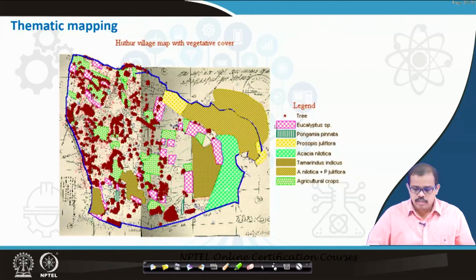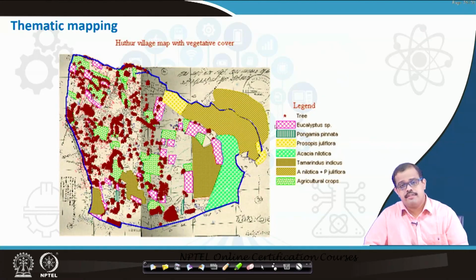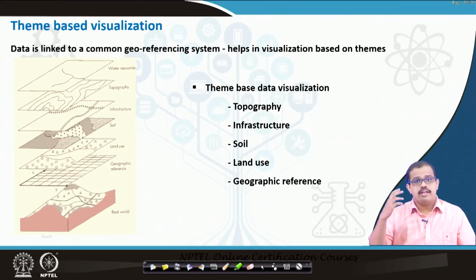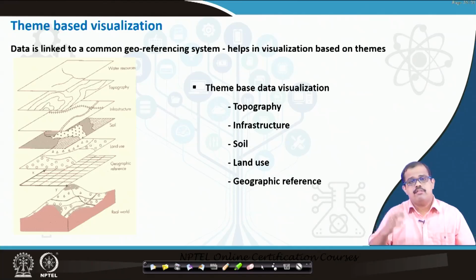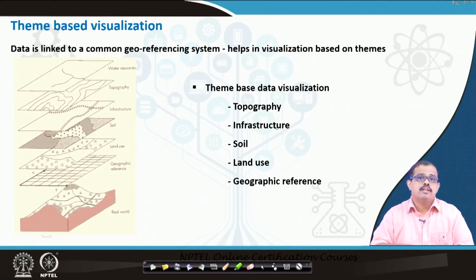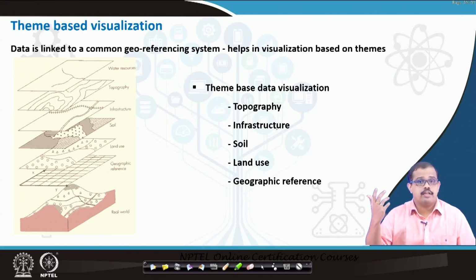So this is how thematic mapping is done, and it is extremely useful in terms of looking at change, giving information to the user, giving information to a common man, and can be extremely handy. If you are looking at theme based information, for example, you have one image, you are looking at temporal data, that's fine. But theme based information can also be used for visualization of various aspects. For example, visualization having topography, infrastructure, soil, land use, geographic reference, anything that you name.